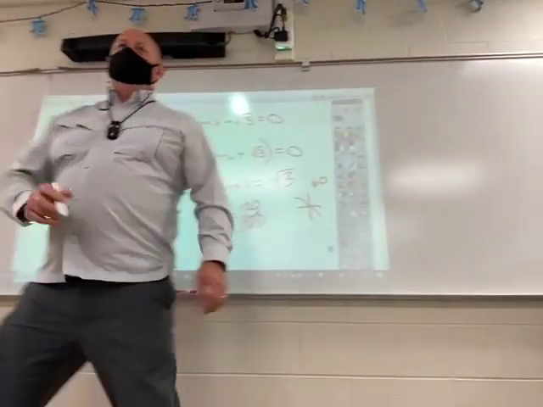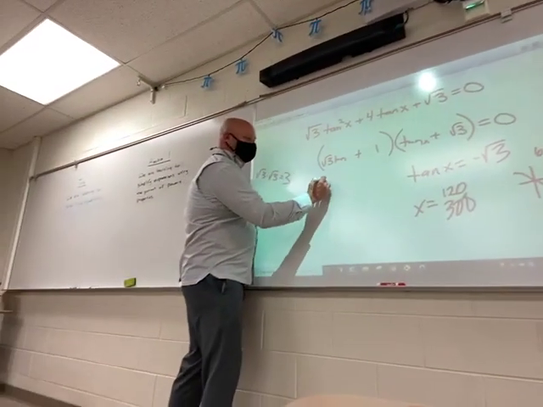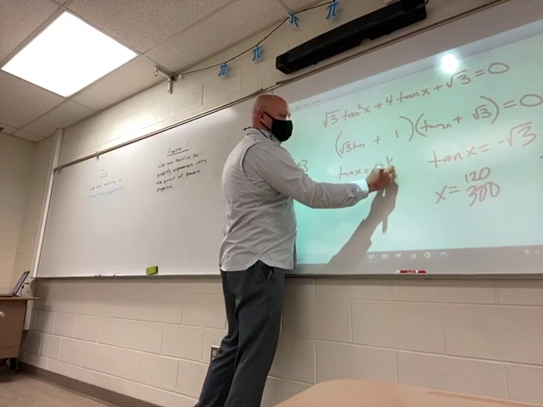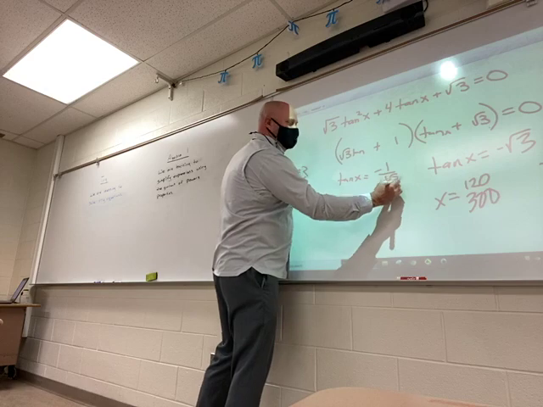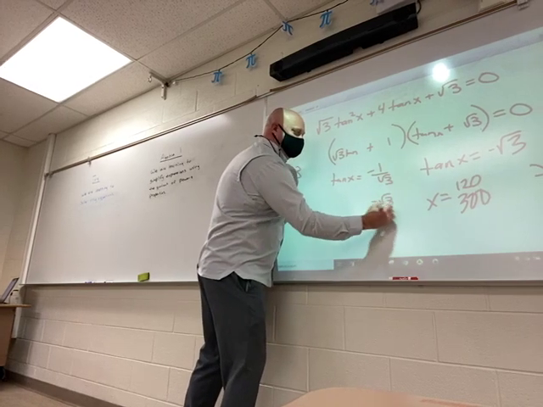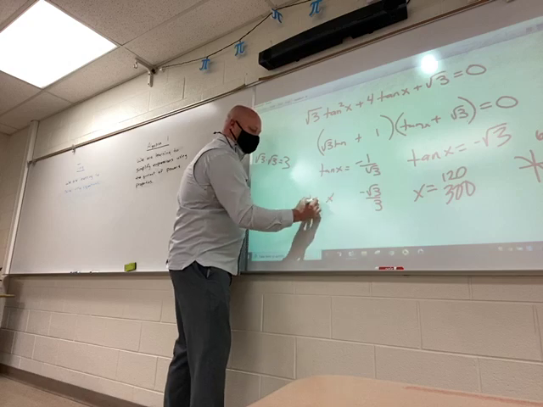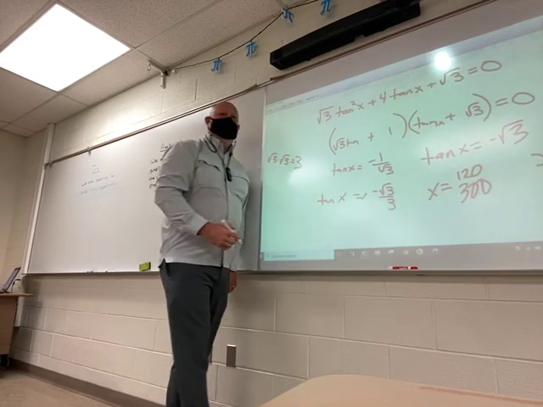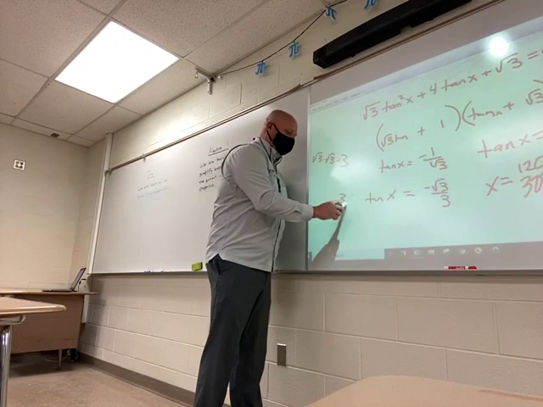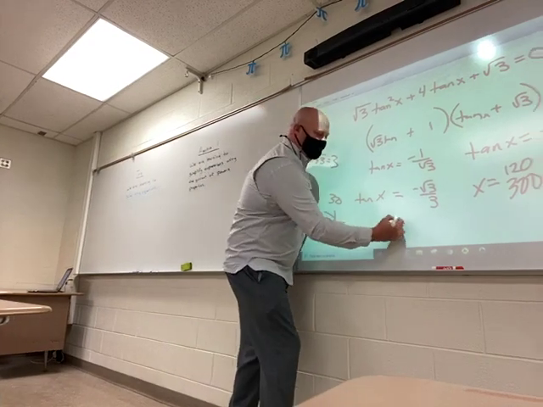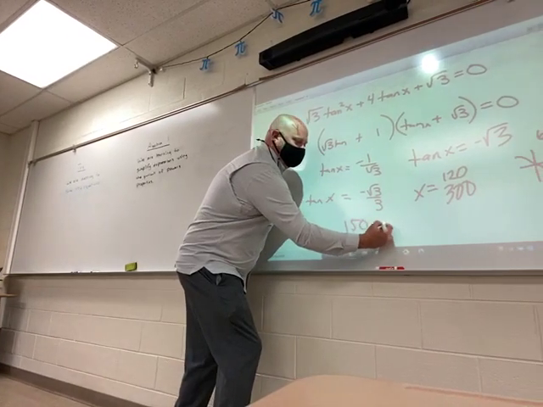This one over here, I would get tangent is going to equal minus the 1 divided by the square root of 3. That actually simplifies to this. So tangent x equals negative square root of 3 over 3. Well, that's 30. Again, 2 and 4, so 150, 330.